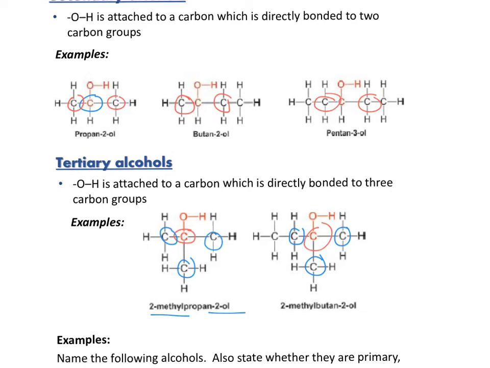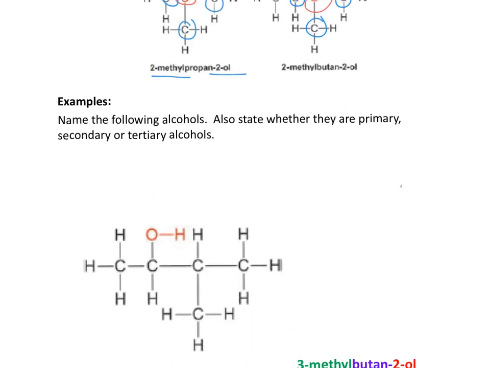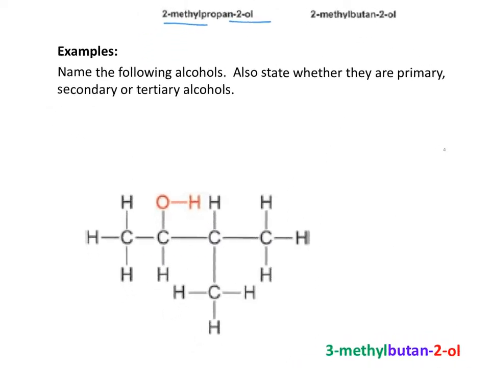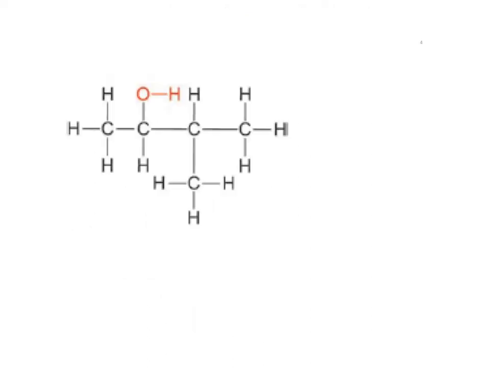Okay, so let's look at some examples. It says name the following alcohols, also state whether they are primary, secondary, or tertiary alcohols. So when we look at these, we are going to look at how we name them. Remember, when we name these, it is important to always number correctly and to make sure we know where each of the things are. And with the OHs, you generally aren't going to have to put a number in unless it's a really small one, like ethanol.